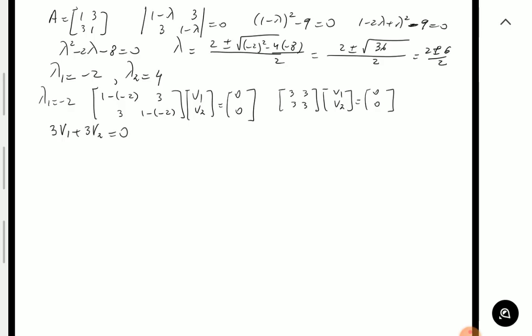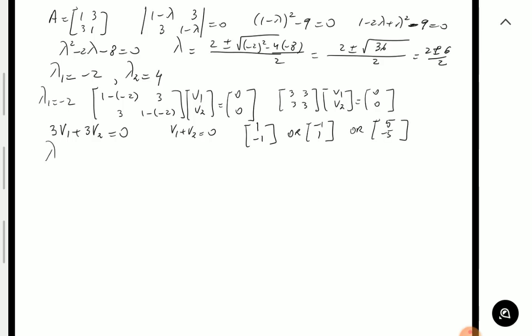Once again, you pick any equation. In this case, it doesn't matter. You can divide by 3 both sides. Give a non-zero constant value for one of the two, and solve for the other. So for example, I can assign 1 to v1, and then of course v2 is -1, or I could do 1 for v2 and then v1 is -2. Again, any scalar multiple of this will be as good as any, right?